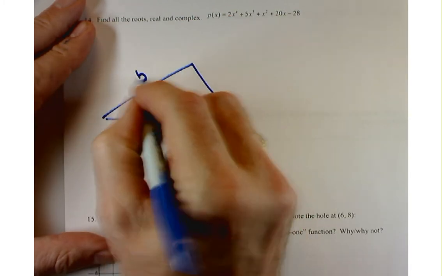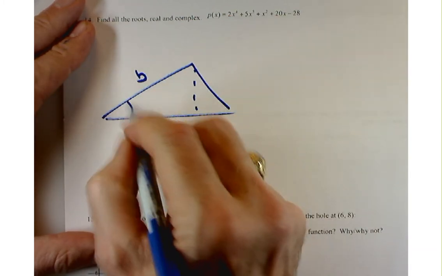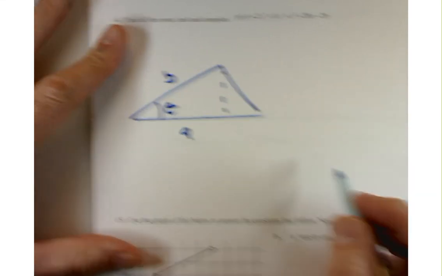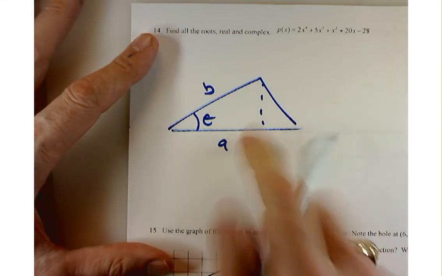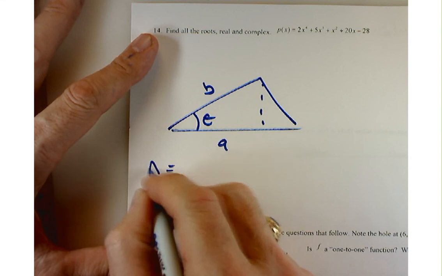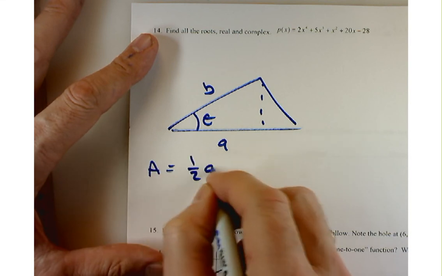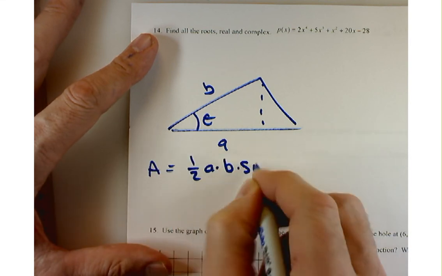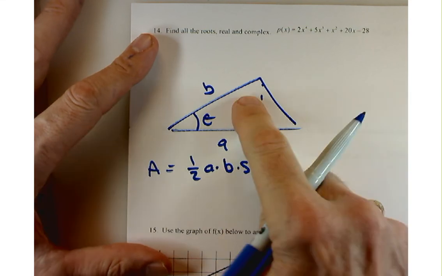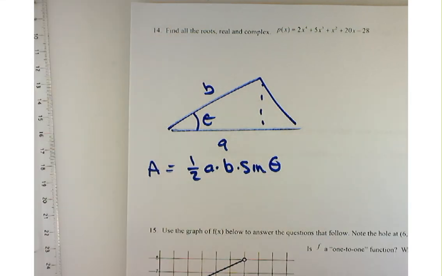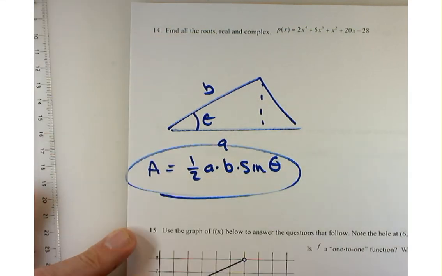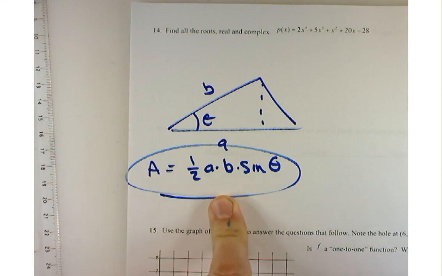A, B, theta. If you wanted to find the area of this, it's enough to calculate 1/2 a times b times sine of theta. Theta is the angle between those two. We proved this one in class. Generally speaking, I give one problem that if you know this formula, you'll be in good shape.